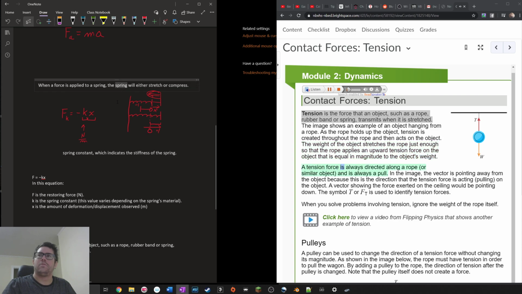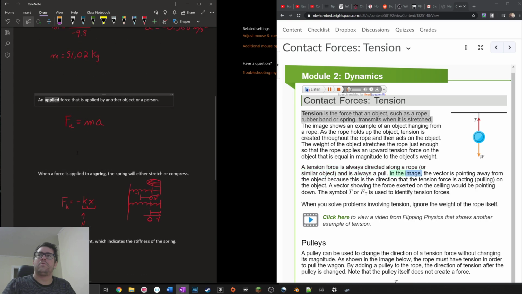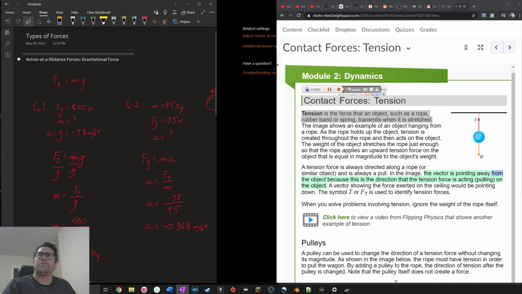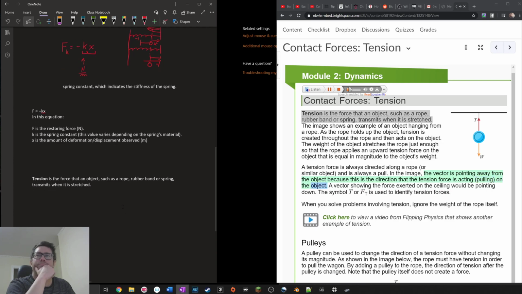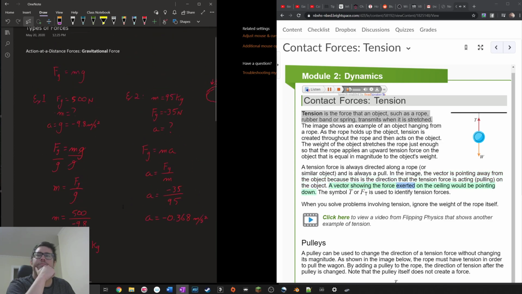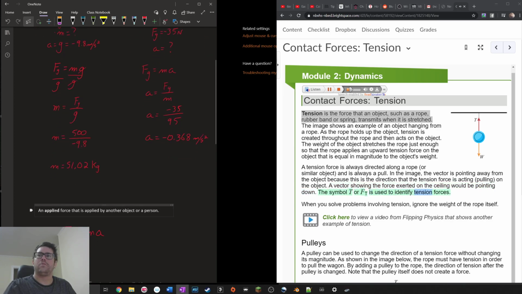A tension force is always directed along a rope, or similar object, and is always a pull. In the image, the vector is pointing away from the object because this is the direction that the tension force is acting, pulling, on the object. A vector showing the force exerted on the ceiling would be pointing down. The symbol T or Ft is used to identify tension forces. When you solve problems involving tension, ignore the weight of the rope itself.